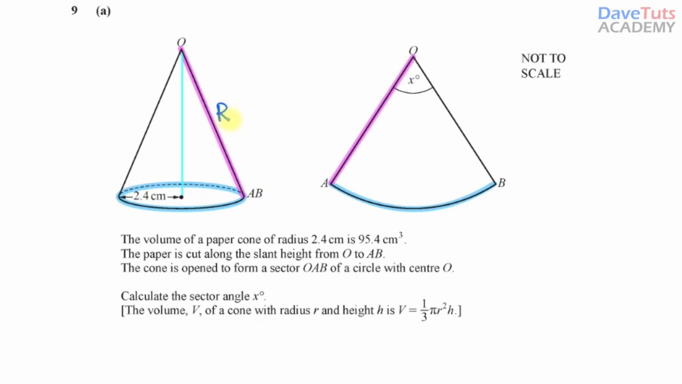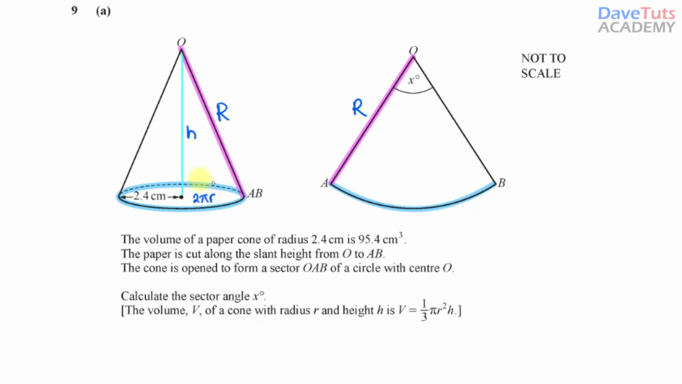So if I call this R, this is also R, the slant height of the paper cone, which is also the radius of the sector of the circle. Now if this is the height of the cone, we are not given that, but we are given the radius of the base circle of the cone, and the perimeter is given as 2 pi r. I'm using small r for this particular 2.4 centimeter.